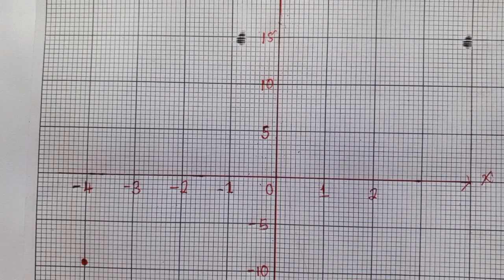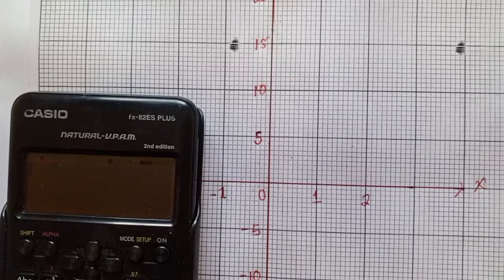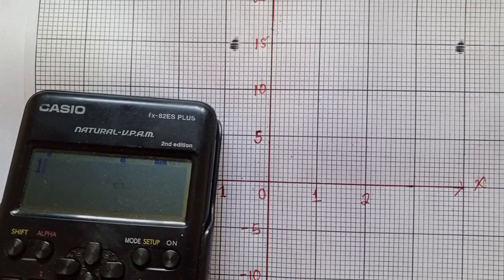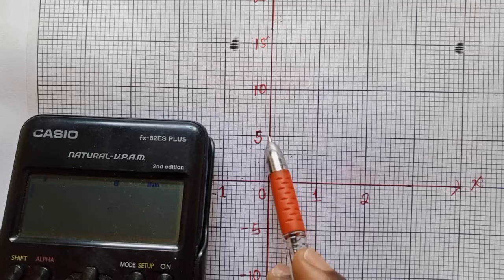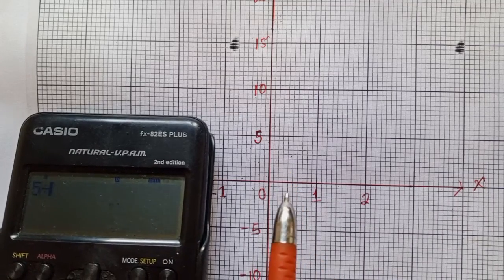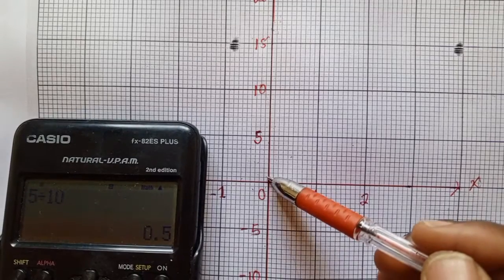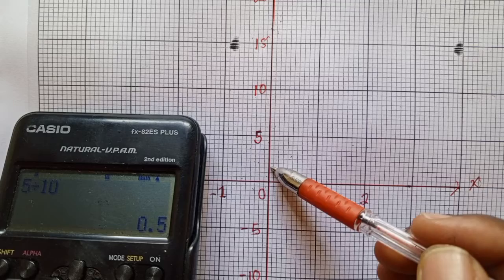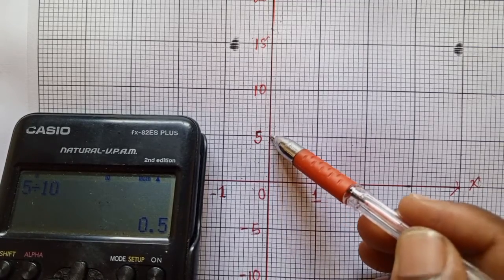For this one, it's moving in twos, okay? Or what you can do, if you want to know what each line means, you can get your calculator and say 5, the first number you're able to see, divided by 10, because there are 10 lines. So each line here is 0.5. So 0.5, 1, 1.5, 2, 2.5, 3, 3.5, 4, 4.5.